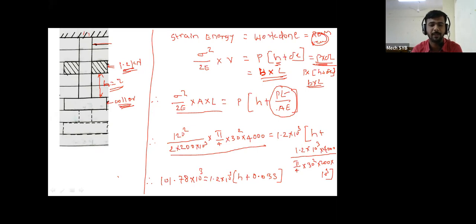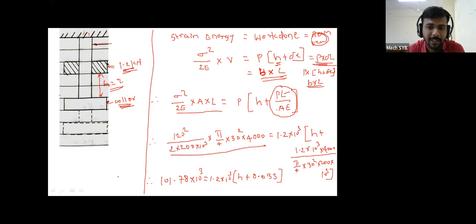Rectangular section चा area आपल्याला माहित आहे. Area is equal to B into L. Sorry, B means vertical distance. Length means horizontal distance. Horizontal distance means delta L plus H, and vertical distance means the force applied on the rod, capital P. Then we have to keep the values and go for more and more simplification. This calculation is very important. The calculation is very simple, but we have to go for more and more simplification.